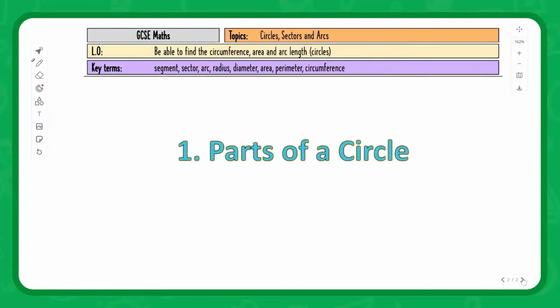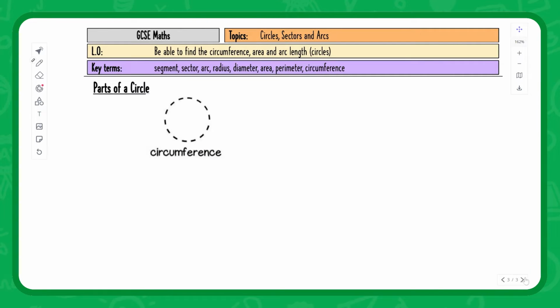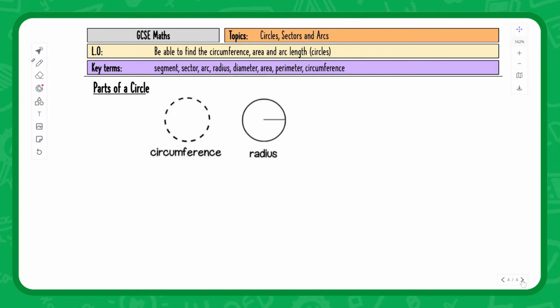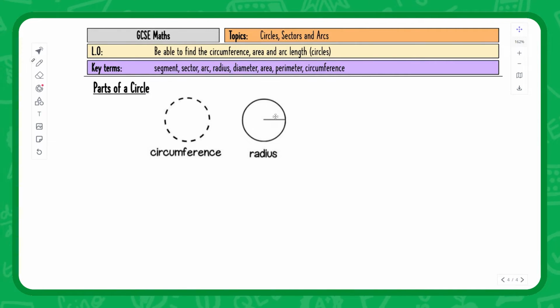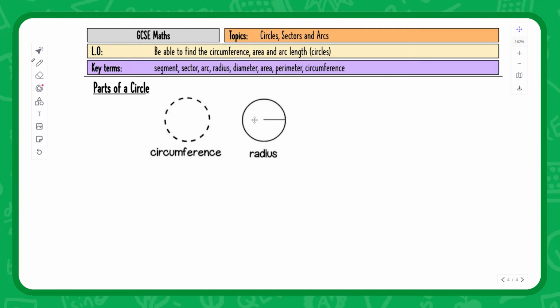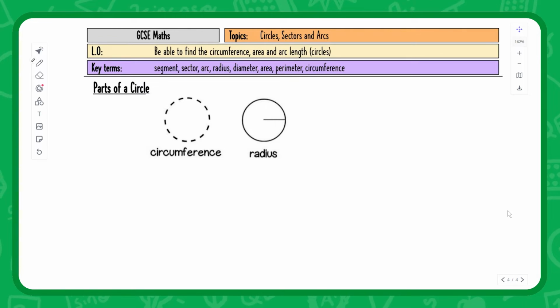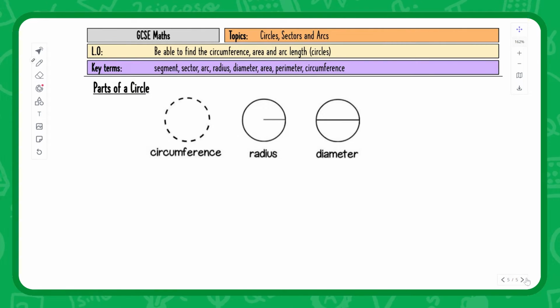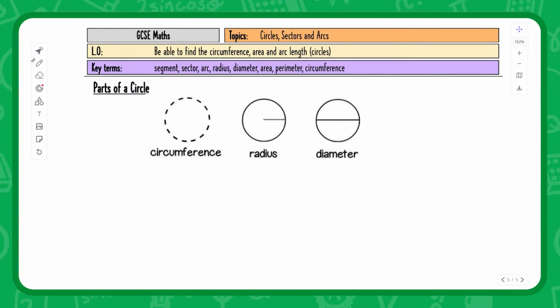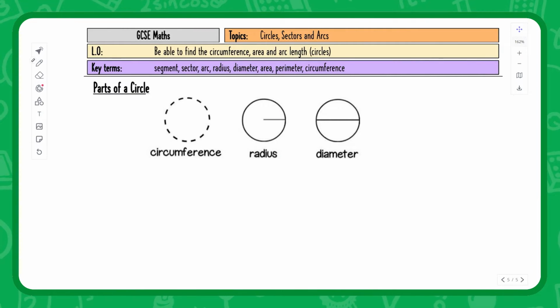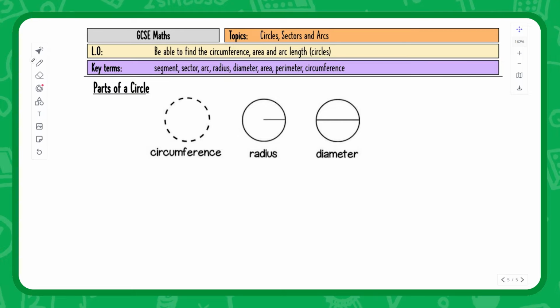So the first thing we're going to look at is the circumference, which is basically the perimeter of a circle, or the length around the entire circle. The radius is basically the length between the centre of the circle and the circumference, and the radius is the same throughout the circle. The diameter is basically the length between one end of the circumference to the other, but that line has to go through the centre.